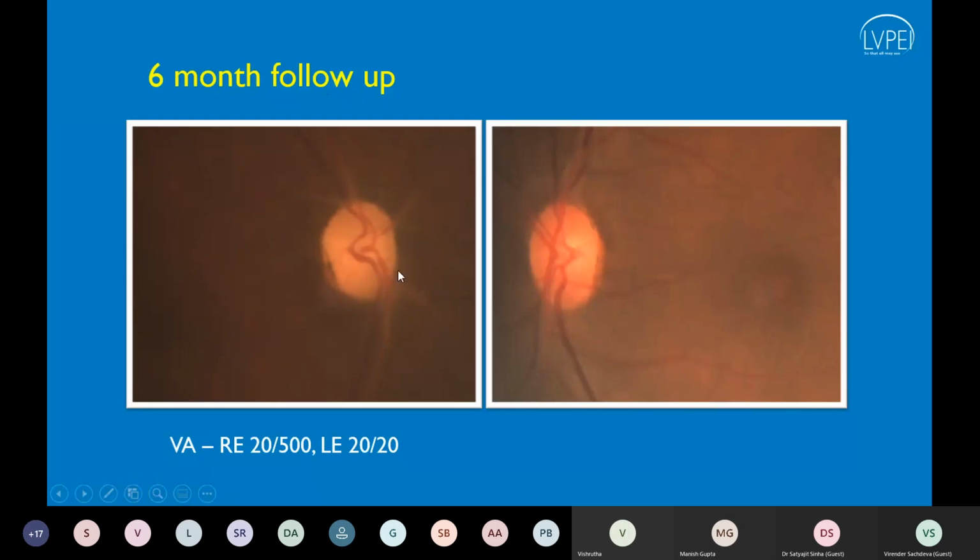Slowly, the patient's disc edema resolved, and this is the visual acuity of the patient at 6 months follow-up. We can see that this is a post-NAION optic atrophy. There is presence of diffuse disc pallor with attenuated blood vessels.